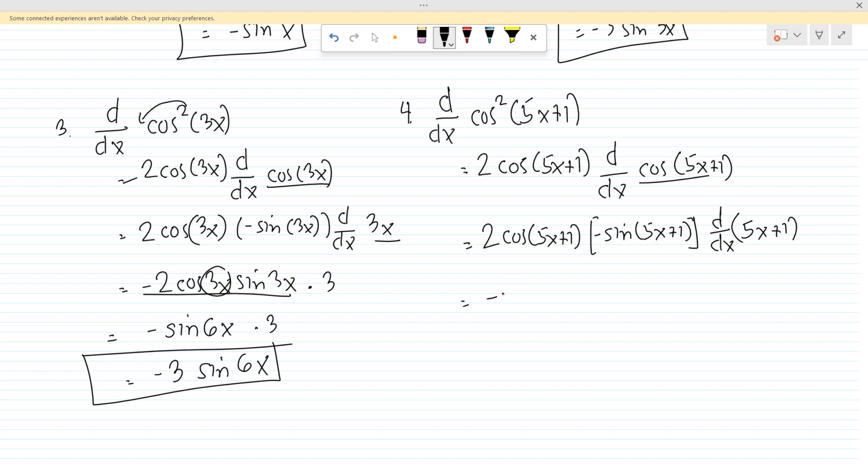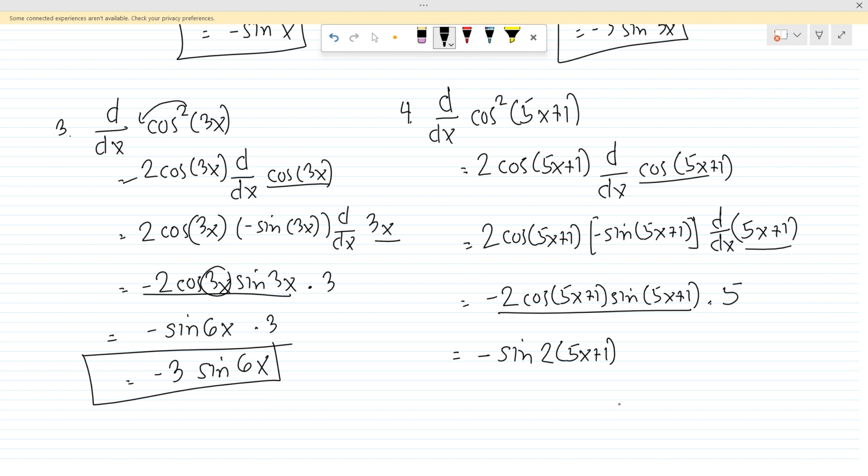So we have negative 2 cosine of 5x plus 1, then sine of 5x plus 1. Then what is the derivative of 5x plus 1? 5. Simply multiply by 5. Again, are you familiar with this form? What can you use? Double angle theorem. So that would be negative sine of 2 times 5x plus 1 multiplied by 5, or simply negative 5 sine of 2 times 5x plus 1. So we have 10x plus 2 times 1, which is positive 2. So this would be our final answer.